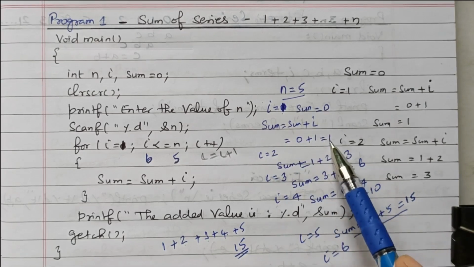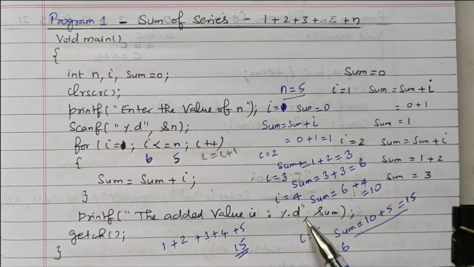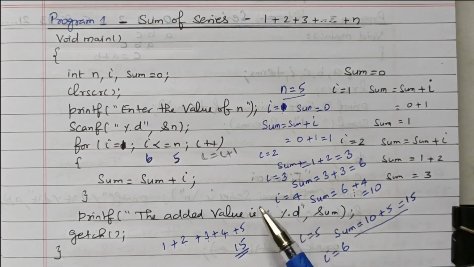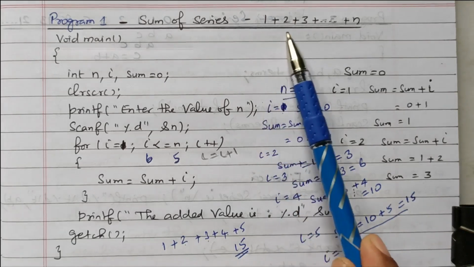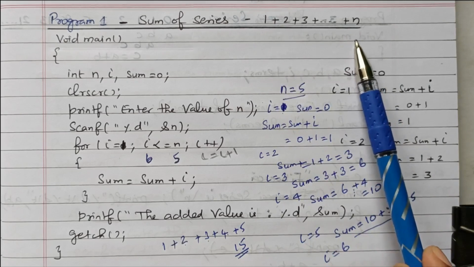Initially 0, now 1. Then it will go to I equal to 2, 3, 4, 5 like that, up to 5. While going to 6, the condition is not satisfied, so it will stop the process. So we got the value of 15. So in this program, we discussed how to add the sum of the series by using a for loop.